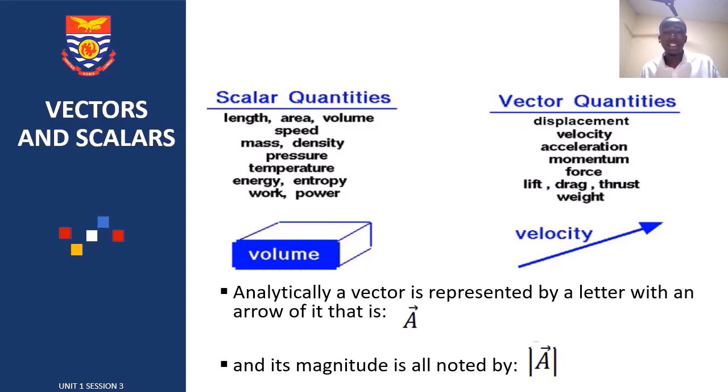In the presentation of a vector, we represent it with an arrow on it, or we can represent it with a bold A. And with the magnitude too, we denote it by putting absolute value bars at the sides of the A with an arrow on it.